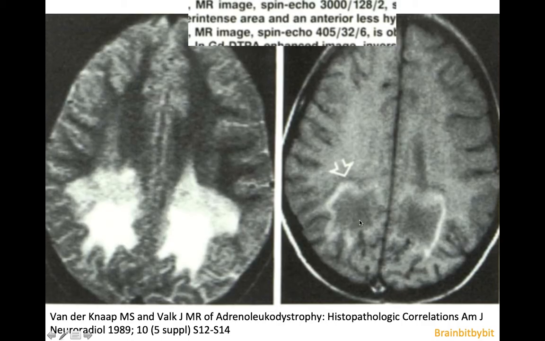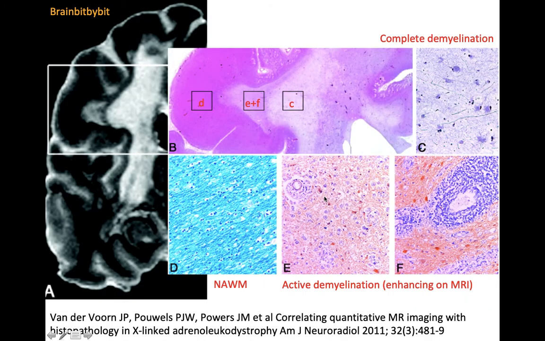And you can see that there are different zones. There is a very T1 hypointense zone, there's an enhancing rim, and there is an outer zone. And when you look at the histology, you can see that the very hypointense T1 zone corresponds to the area of complete demyelination and reactive astrogliosis. The enhancing zone corresponds to active demyelination, and the outer zone, which might look normal, already has some demyelination. So the demyelination precedes the inflammation on imaging.